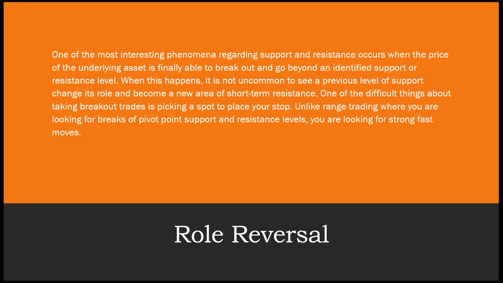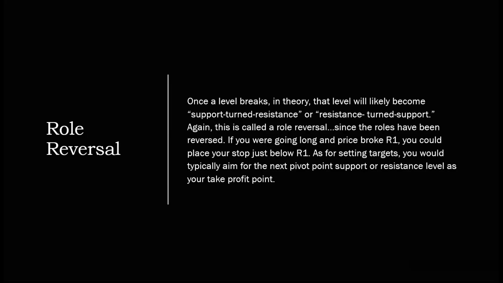One of the difficult things about trading breakout trades is picking the spot to place your stop. Unlike range trading, where you are looking for breaks of pivot point support or resistance levels, you are looking for the strongest, fastest moves. Once a level breaks, in theory, that will become the support turned resistance or the resistance turned support. Again, this is called the role reversal.